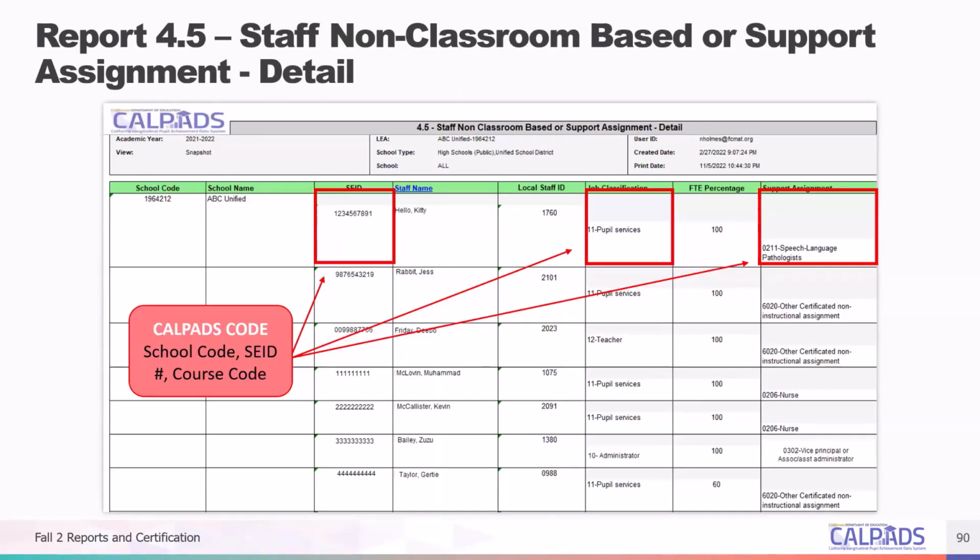Report 4.5 can be used the same as report 4.3 for your non-classroom based support assignments. You're going to identify that staff member seed, their job classification, and their support assignment, and make sure that their credentials, those that are on record at the CTC, right, those authorizations are provided, right? You don't want to have a staff member that is a teacher working as a counselor and reporting them as a counselor, right? You want to make sure that your staff is appropriately credentialed for their assignments.